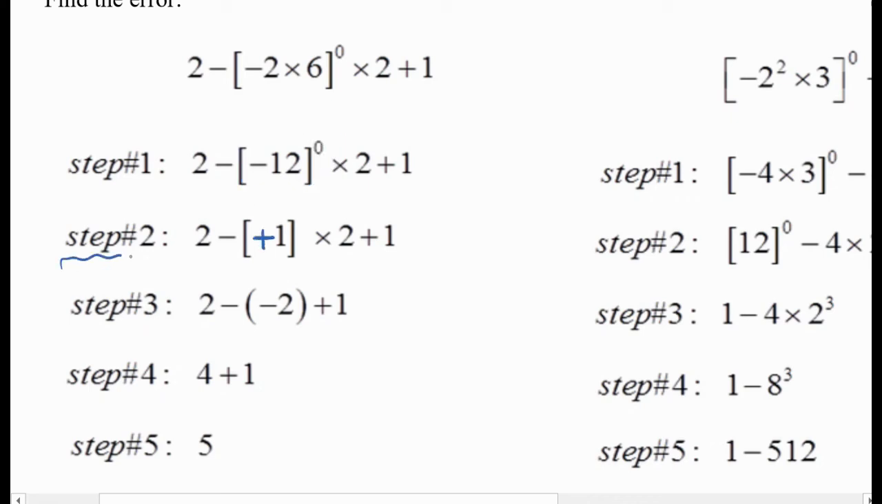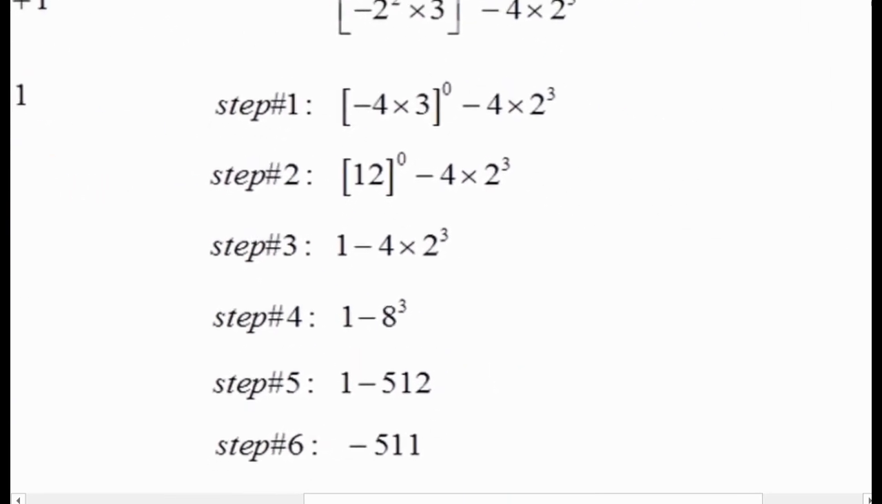But this guy wrote negative sign here. It should be positive 1. Okay? Alright, then it should be positive. So I'm going to rewrite it. So it should be 2 minus 1 times 2 plus 1. And 1 times 2 should become 2 minus 2 plus 1. This is wrong, this is wrong. 2 minus 2 plus 1 should be 1. So the answer is 1.